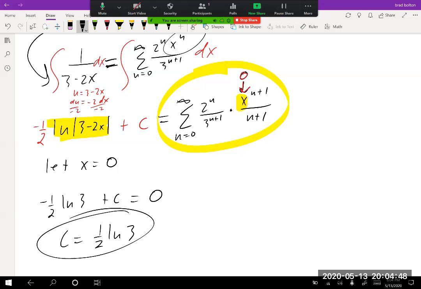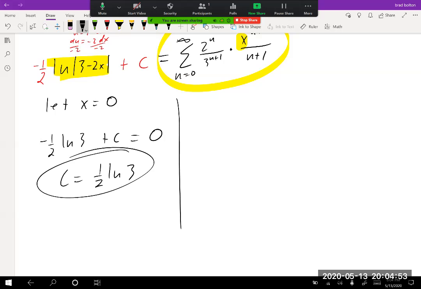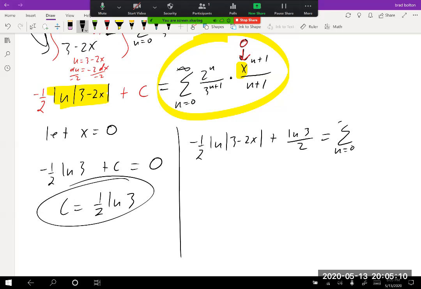And now let's write out our power series. So we now have negative 1/2 ln of the absolute value of 3 minus 2x plus our C. So that would be plus ln of 3 over 2, right? Equals the series, n equals 0 to infinity, of 2 to the n over 3 to the n plus 1, x to the n plus 1 over n plus 1, right? A little complicated, but that's what it is, right? There's nothing we can do about that.